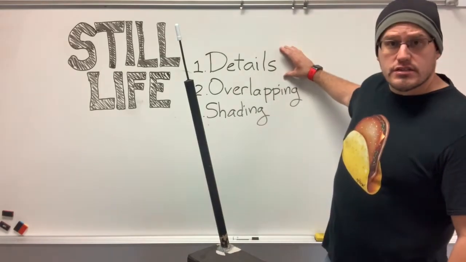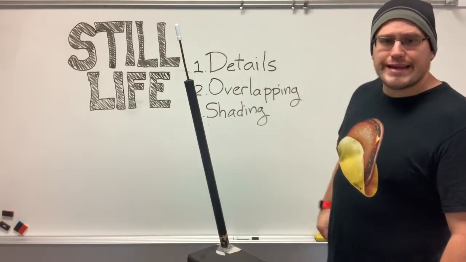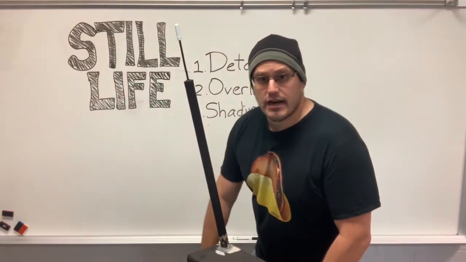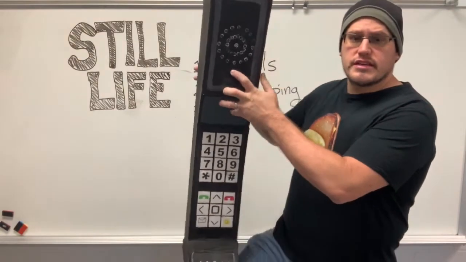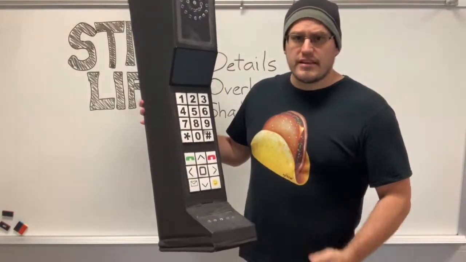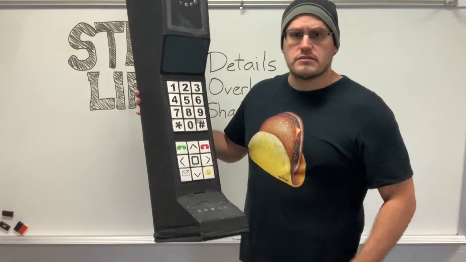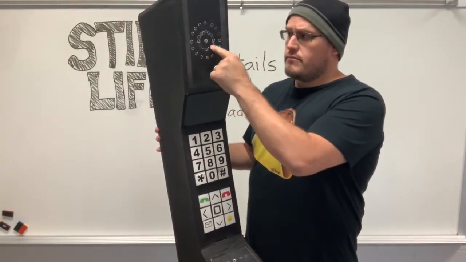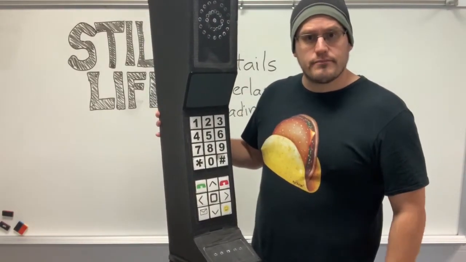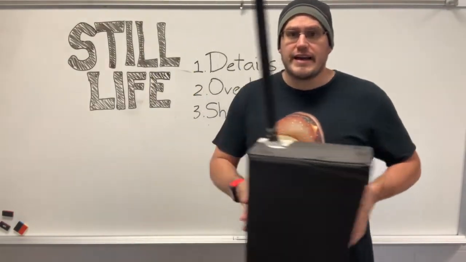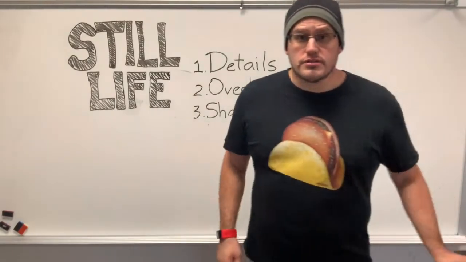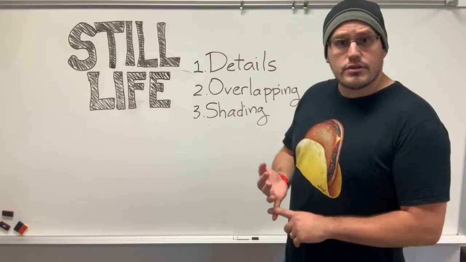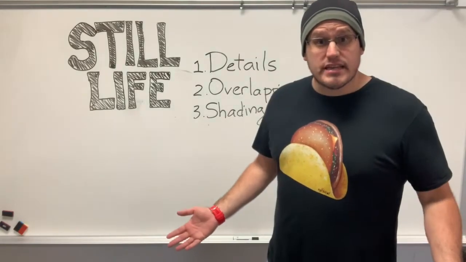Today we're going to be focusing on the details, but we're still going to be practicing a little bit of overlapping and shading. The details are what make an object look realistic. The details are what make this cardboard box look like a phone. Every detail makes it look a little bit more realistic. So what I want you to do is find a cool object to draw today. I'm going to be drawing a shoe. And then come back with a piece of paper and a pencil, and let's get drawing.